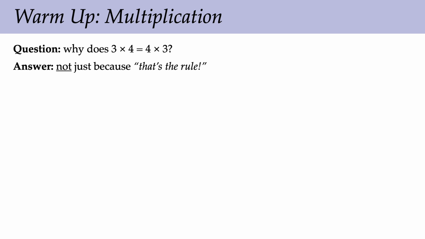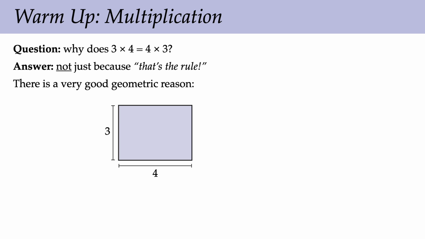There are good reasons why all these rules are true. In this case, there's a very good geometric reason. We can draw a simple picture. Can you think of a picture you could draw to justify why maybe we want 3 times 4 to be the same as 4 times 3? Well, here's a good picture.